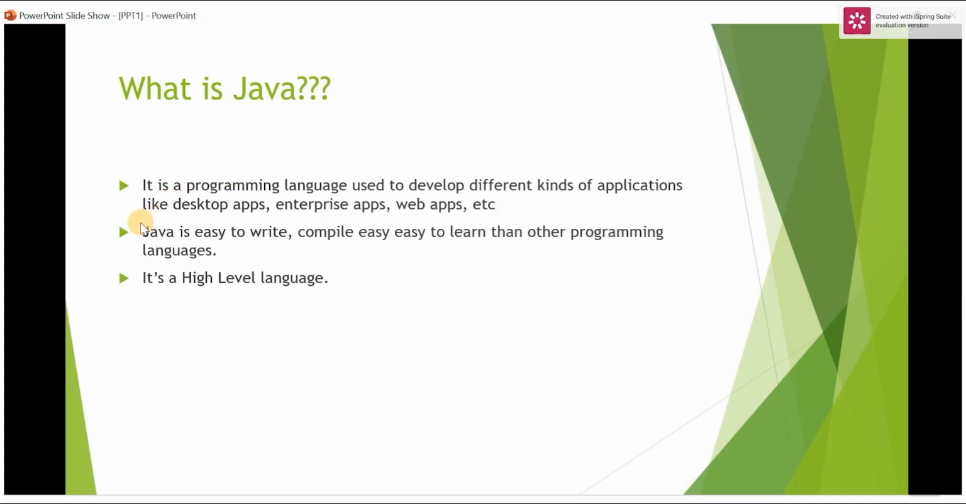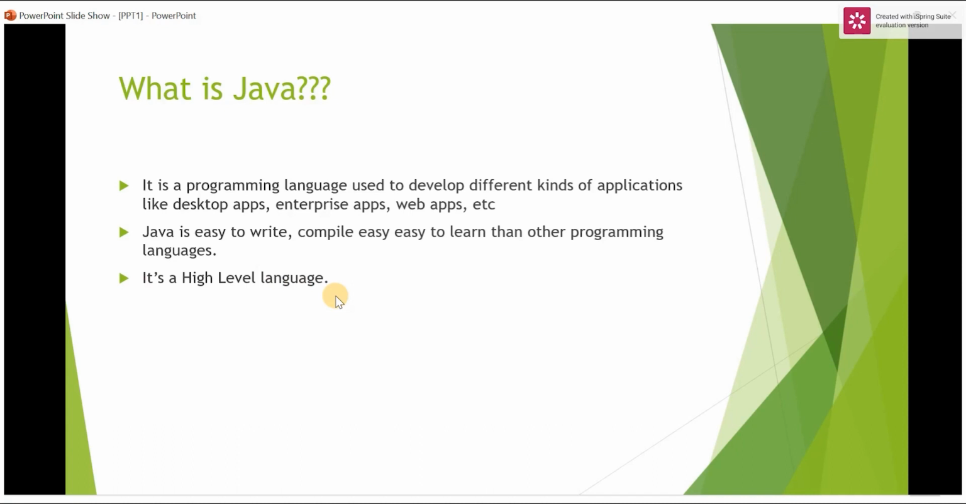And why do we prefer Java? Because Java is easy to write, it is easy to compile, and it is easier to learn than other programming languages. And Java is a high level language.